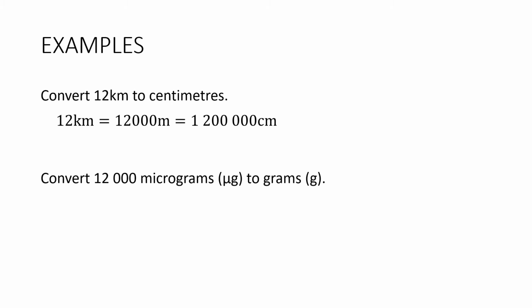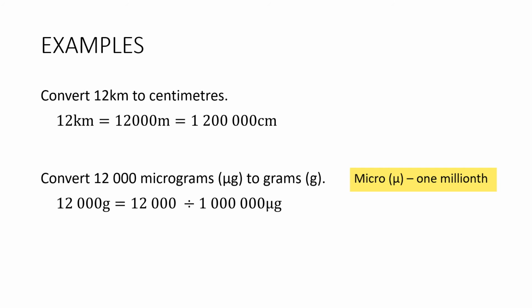How about this one? 12,000 micrograms to grams. Firstly, we need to know that there are 1,000,000 micrograms in a gram. They're smaller things. So we're going from smaller things to bigger things. I need to divide. I'm going to get less of them. So I'm going to do 12,000 divided by 1,000,000, which is going to give me 0.012 grams.